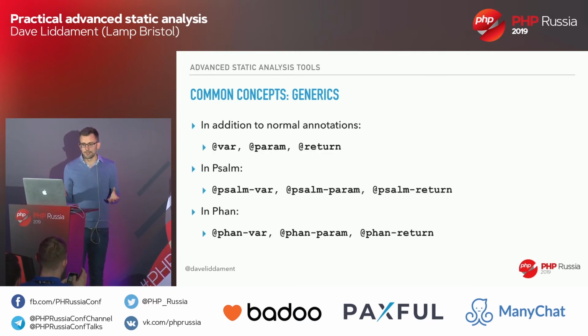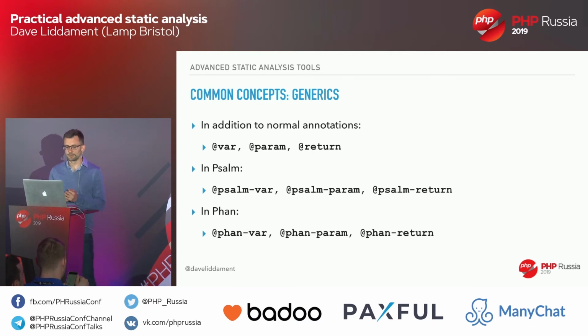So Psalm has things like Psalm var, Psalm param, and Psalm return, and what that means is it will ignore the normal var, param, and return methods, and it will use what it sees there. Phan has something similar as well.